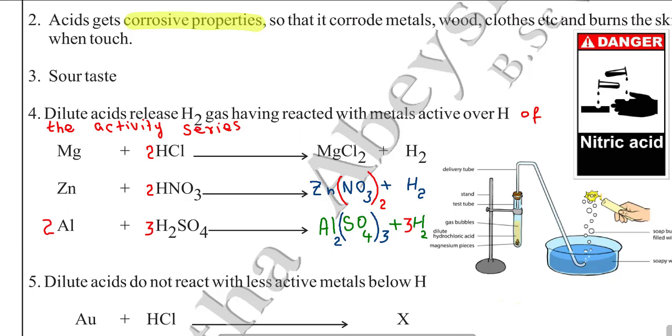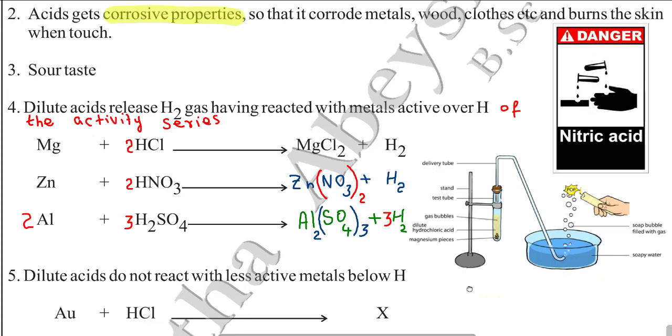These reactions, children, are giving hydrogen gas. Right? It is releasing hydrogen gas. How can we identify the hydrogen gas, children? If you bring a fire closer to hydrogen gas, children, it gives a pop sound. Okay. We can identify the hydrogen gas like that.